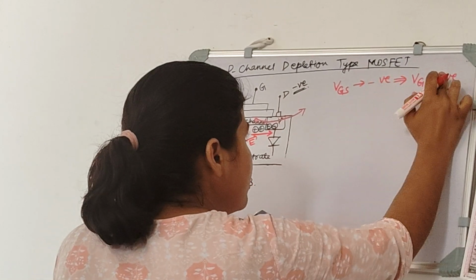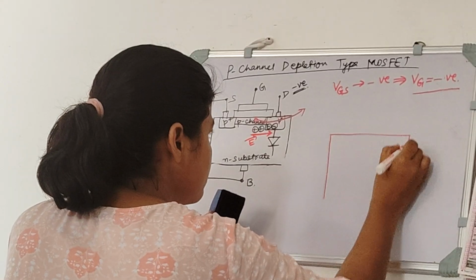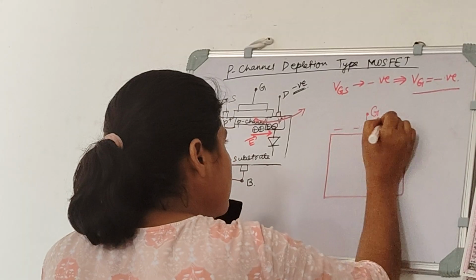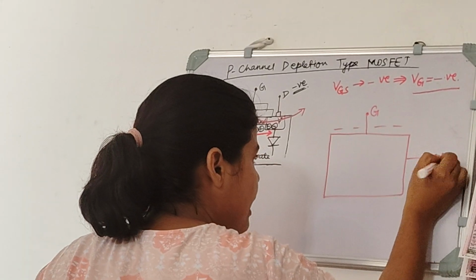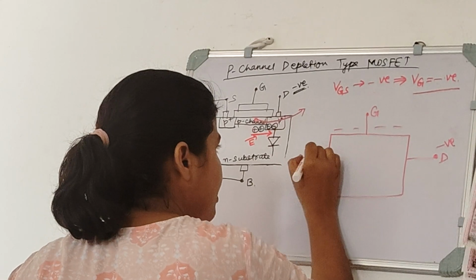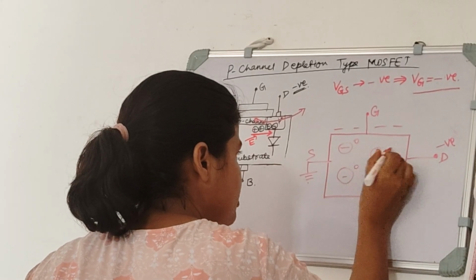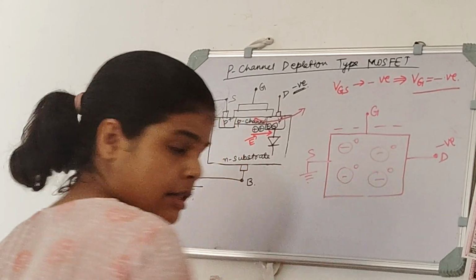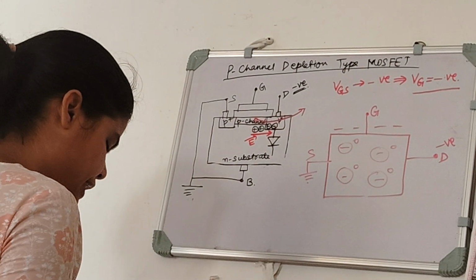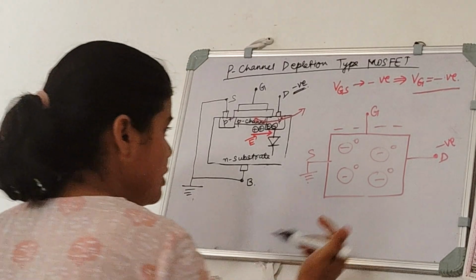So if we apply negative voltage at the gate, what will happen? Let's see. This is drain, and drain is of negative voltage. Here we have source is grounded. Here we have negative ions with holes, because this is our channel, not drain, sorry. This is our channel, and channel is of P-type material. So we know that P-type material looks like this: negative ions with holes.